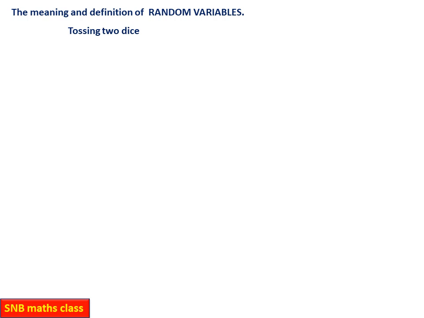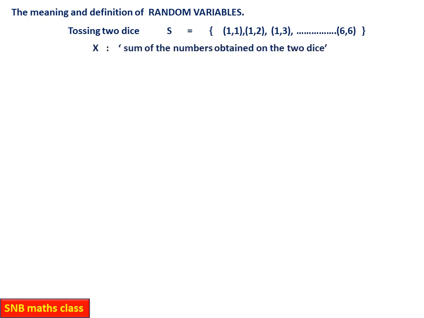See, consider this experiment, tossing two dice. So you know the sample space will be something like this: 1 1, then 1 2. The first die results in 1, second also 1, etc. Similarly, the first one 6 and second one also 6. So this is the sample space. Now, instead of talking about the events, here we are talking about something special about the occurrence of the outcome. For example, let me define X as the sum of the numbers obtained on the two dice.